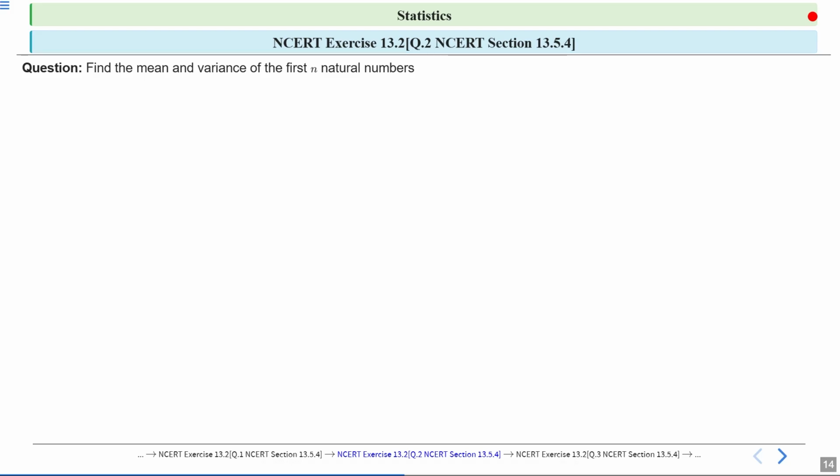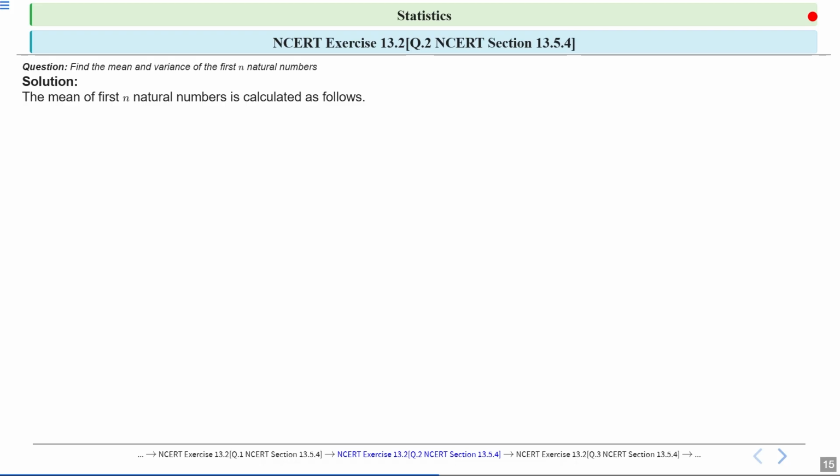Now let's look at question number 2. This question is asking us to find the mean and variance of the first n natural numbers. So students, first of all, think about this. How would you approach this question? Let's solve this question step by step. First, let's focus on how to calculate the mean of the first n natural numbers. The mean is simply the average value, and we will see how to find it using a formula.